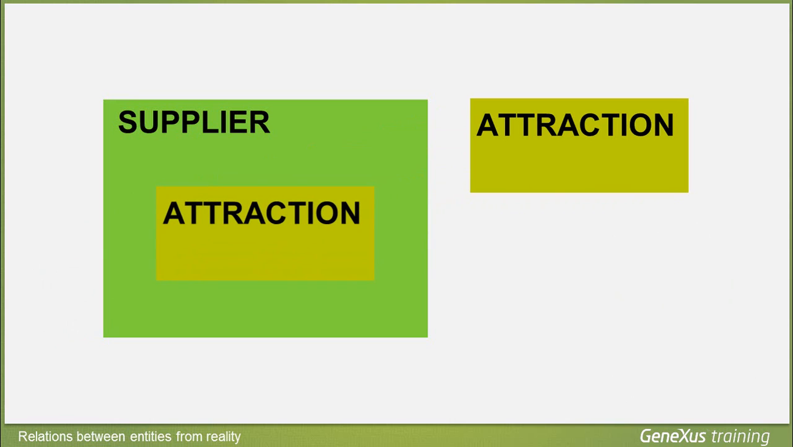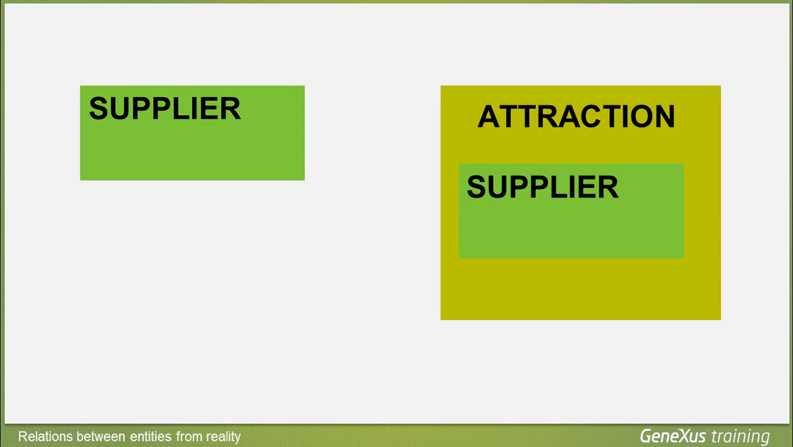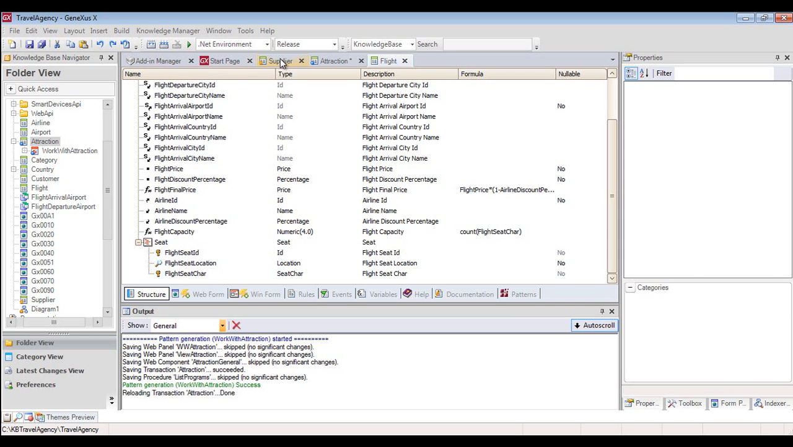This is done upon considering how the data will be entered, either all the tourist attractions for each supplier, or for each attraction all the suppliers that provide it. In this case, the most logical thing to do is to enter the attractions provided by each supplier as we enter the supplier. We will do this in GeneXus.